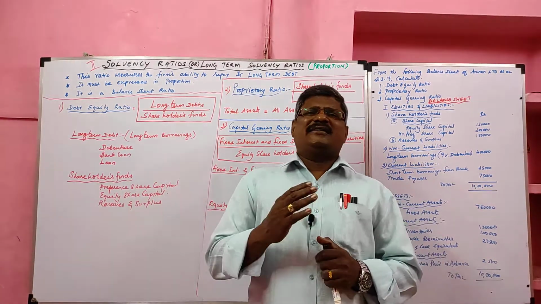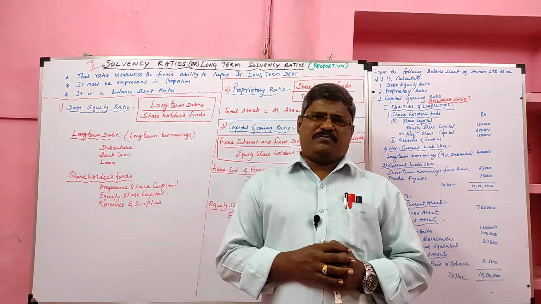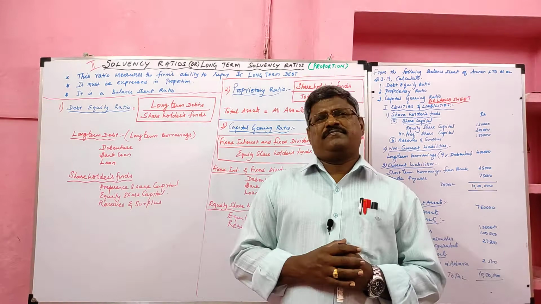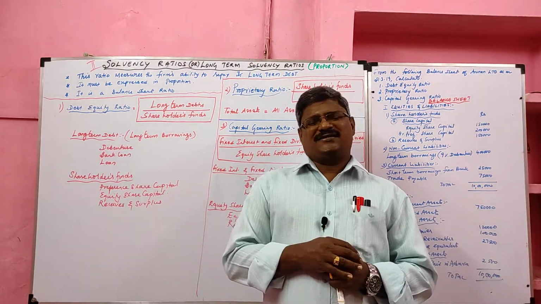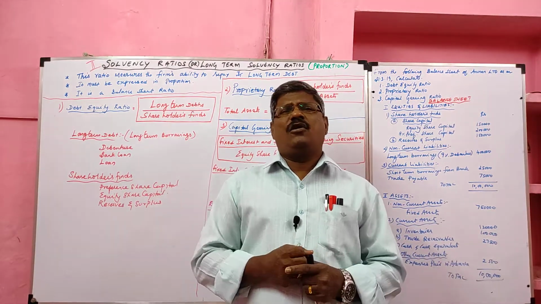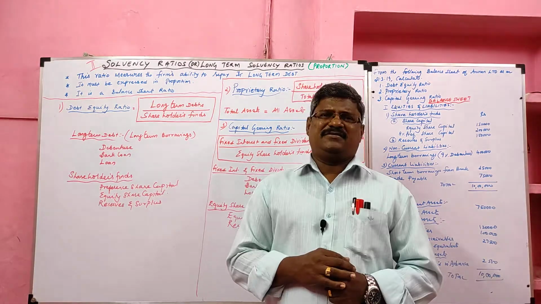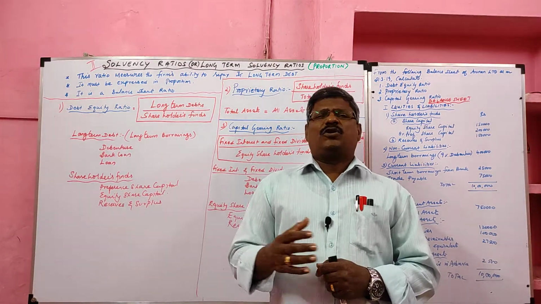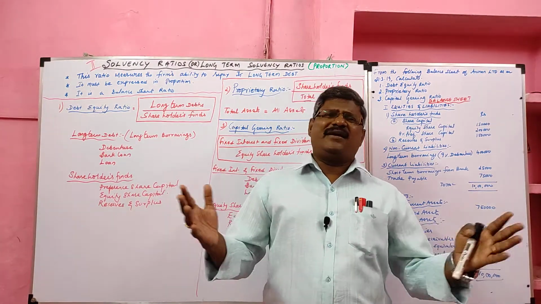Then, second ratio is proprietary ratio. Proprietary means a shareholder. So for this, the formula is shareholder fund divided by total assets. What are all the components of shareholder fund? As we know, preference share capital, equity share capital and reserves and surplus. Then total assets. Total assets means we'll take all the assets, fixed assets and current assets.